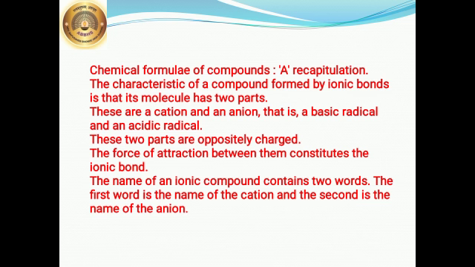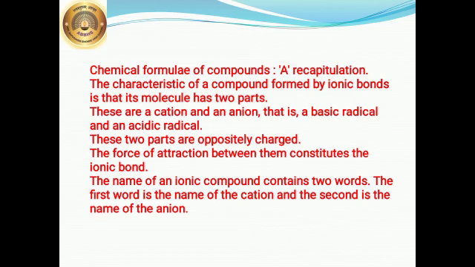Now let us see what is the chemical formula of a compound. The characteristic of a compound formed by ionic bonds is that its molecule has two parts. Every chemical formula of a compound has two parts. One is a cation and one is an anion, that is a basic radical and an acidic radical. They have opposite charges, the positive charge and the negative charge. The force of attraction between them constitutes the ionic bond.